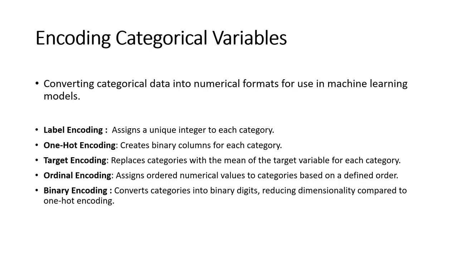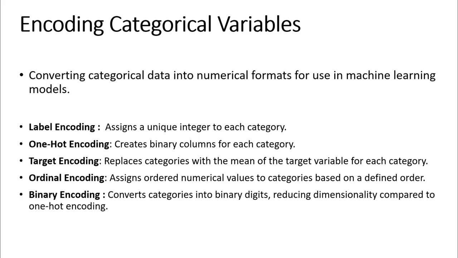Okay, so the first is label encoding. In label encoding, we assign a unique integer to each category. We will see it later in the coding side. Okay, so one-hot encoding creates a binary column for each category.